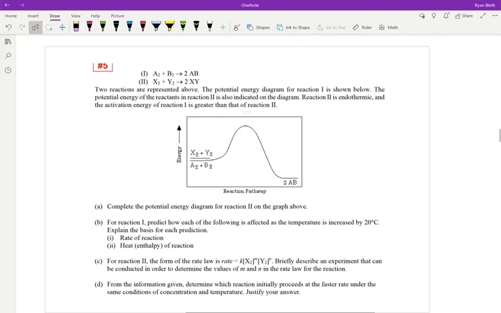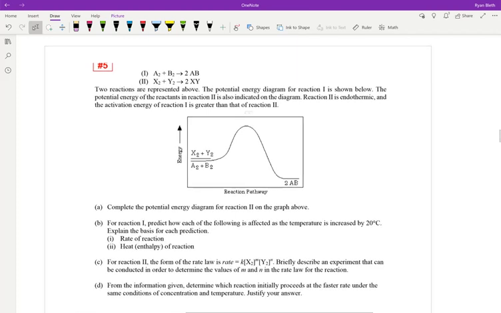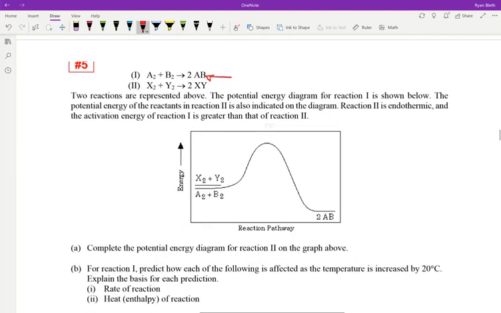They're also giving us a potential energy or coordinate diagram where reaction 1 has already been drawn in. So we can see that reaction 1, which is A plus B, makes 2AB here in the beginning of the problem, is drawn as the curve there, and it's shown to be exothermic. You can tell because it starts out high and ends up low.